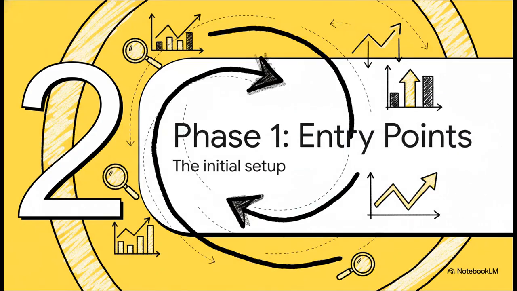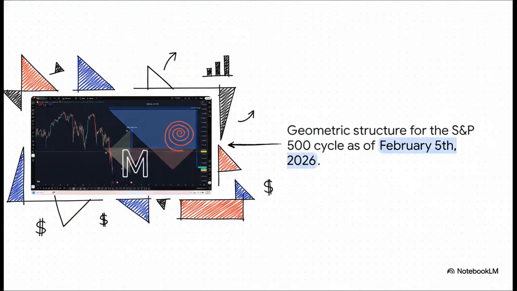Okay, moving right along to our second section. Here we're focusing on Phase 1, which is all about identifying the entry points. This is really the initial setup where specific levels for the cycle are defined. And here we go. This is the chart showing the geometric structure for this particular cycle. The documentation points out that the price has already reached that initial entry area, which you'll notice is marked on the chart with the letter M.